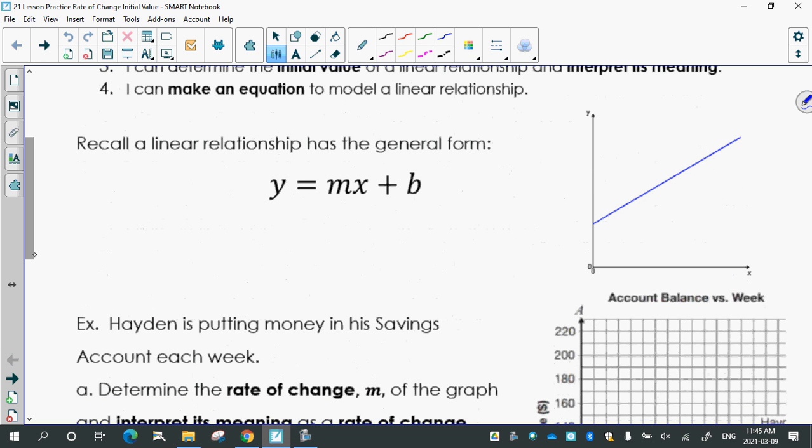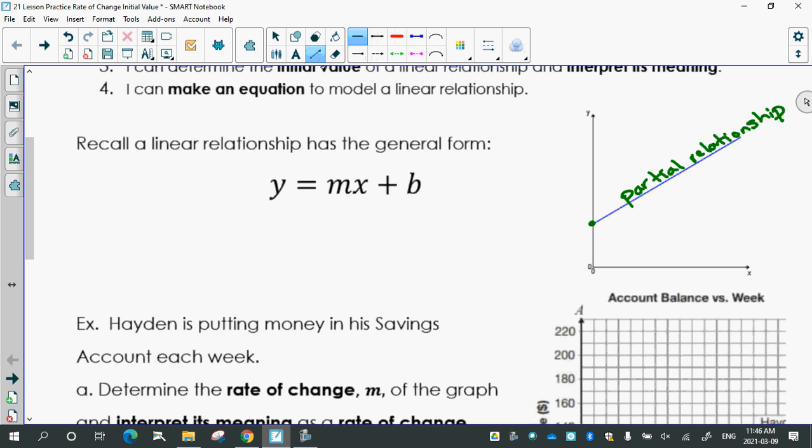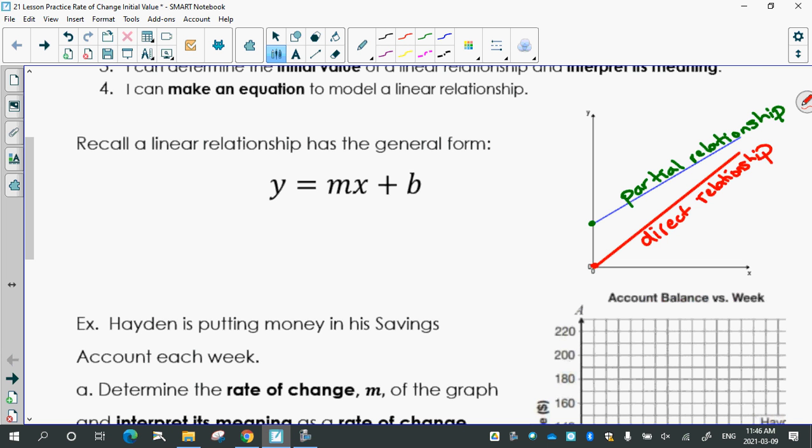All right, so we know that a linear relationship has that general form. If you remember from yesterday, if b is a number other than 0, we call this a partial relationship. But if the initial value was 0, it's a direct relationship. So that all depends on the initial value. And y refers to the y-axis, but it won't always be called the y-axis if we're doing word problems, and x refers to the x-axis, but it won't always be x if we're doing word problems. Okay?